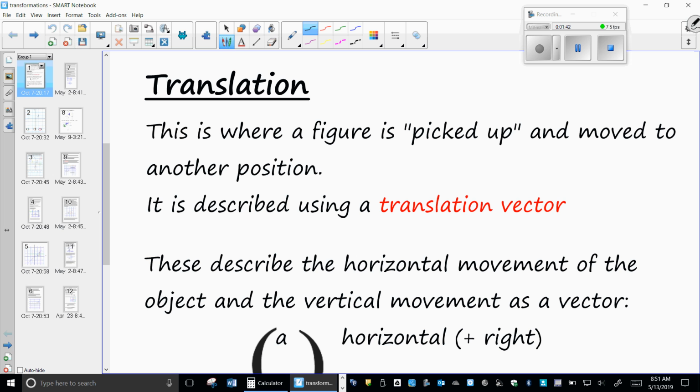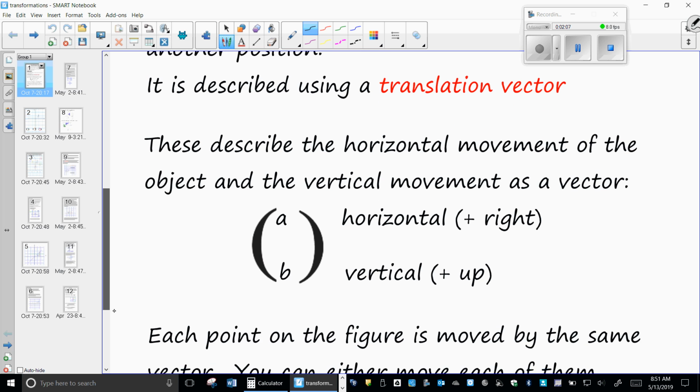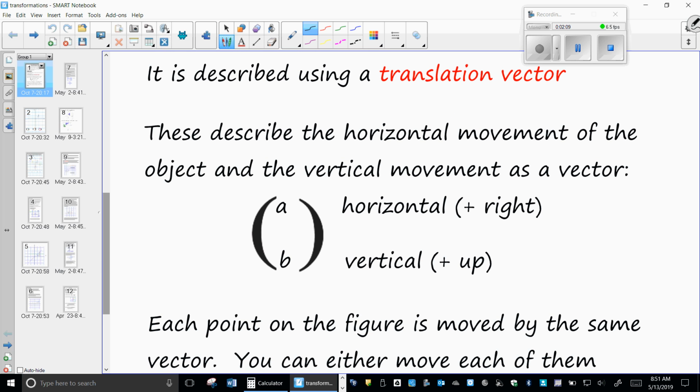Okay? So translation is where a figure is picked up and moved to another position. You imagine it on a grid, it's just literally shifted to a different position on that grid. How it's moved is described using what we call a translation vector. Okay, so it's a vector, again, fancy words here. This describes the horizontal movements and the vertical movements.